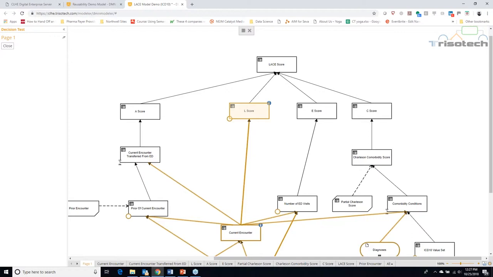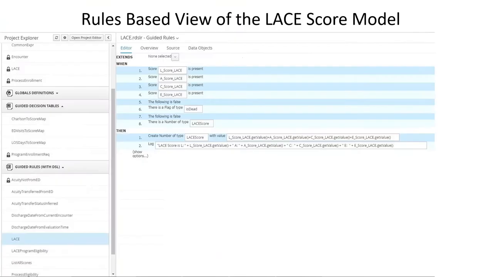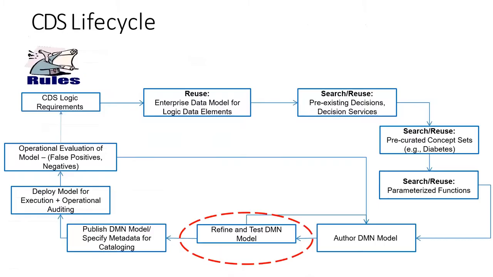Okay, so this is where I think DMN begins to address one of the transparency related problems we are seeing with machine learning nowadays. More on that later. Okay. So what did we do so far? We authored the model and we refined and tested the model.